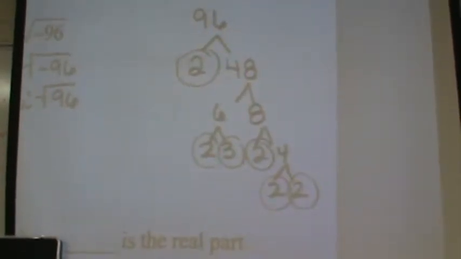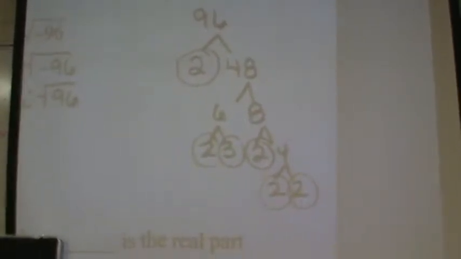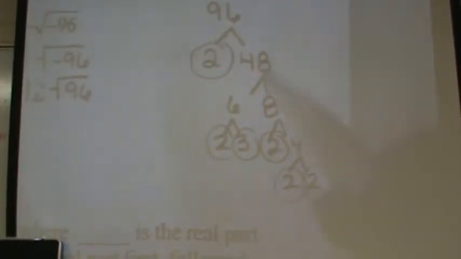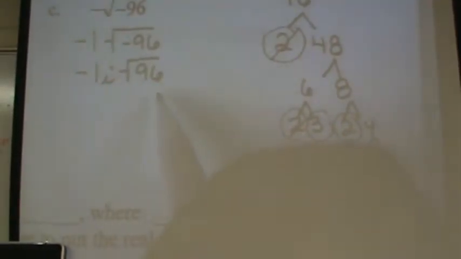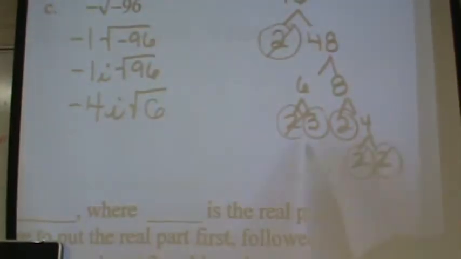So remember, square root means every time you get 2 of the same number, you pull that number out. So if we were to simplify this, we can take out a 2 there and a 2 here. So what are we really taking out? 4. So it's -4i root what? 6. 6 does not come out. It stays underneath the radical.